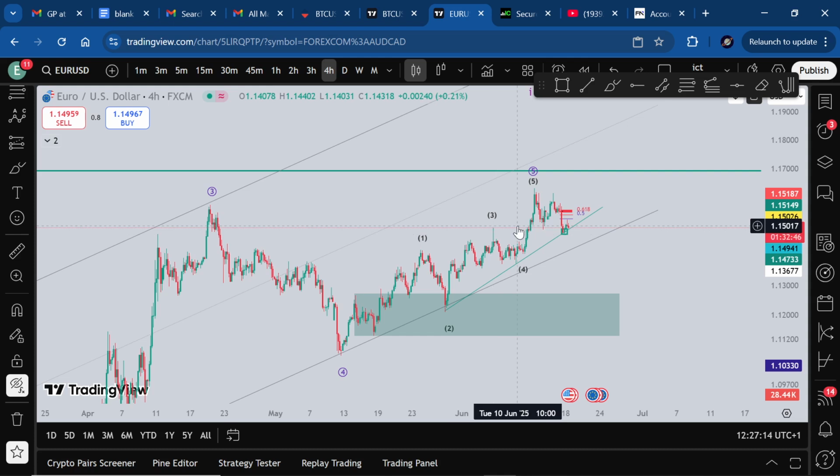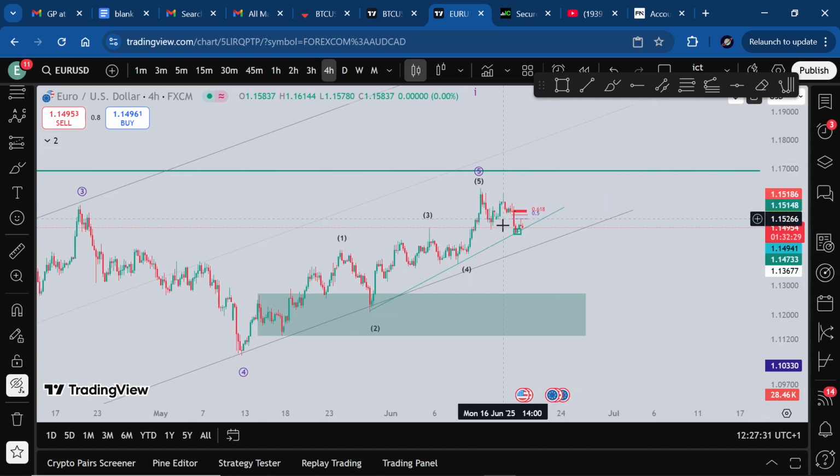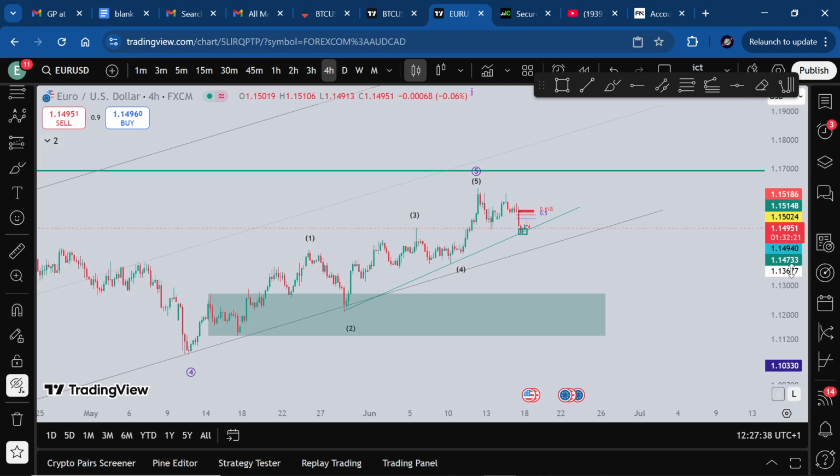We got a 1, 2, 3, 4, 5. The lines are converging. 3 is larger than 5, 1 is larger than 3, 2 is larger than 4. This is the ending diagonal. We took out the high of 3, so we started to come down. We've broken the fractal low here. Okay, next target is here and here into this green box. That's my target for EURUSD.